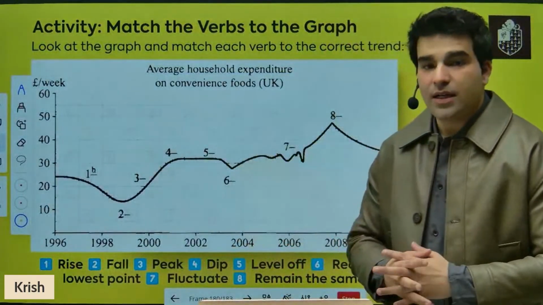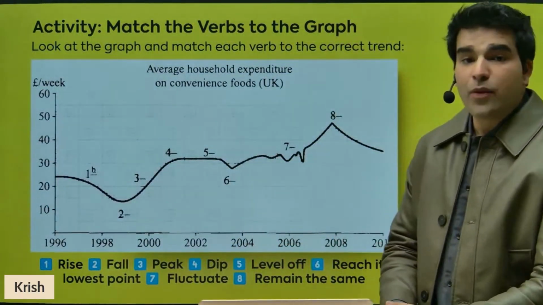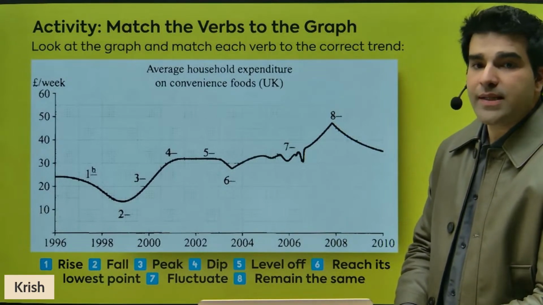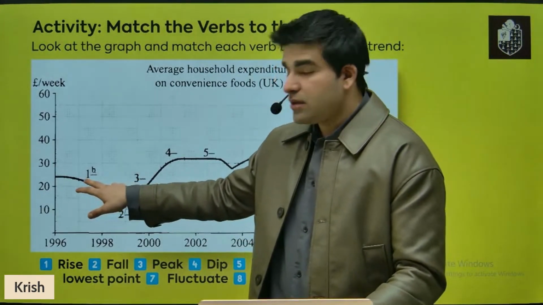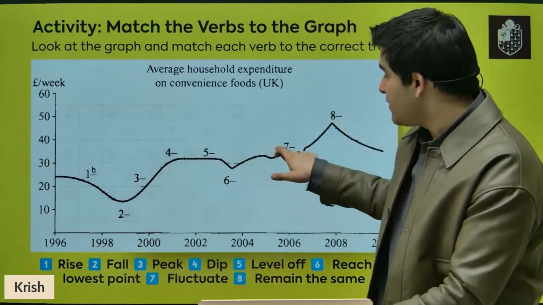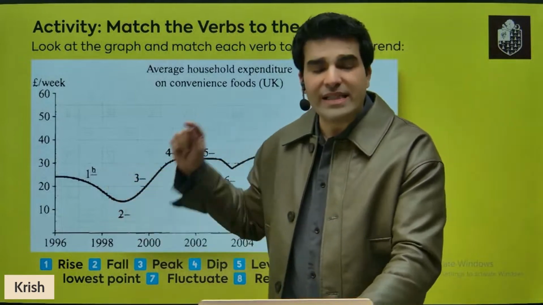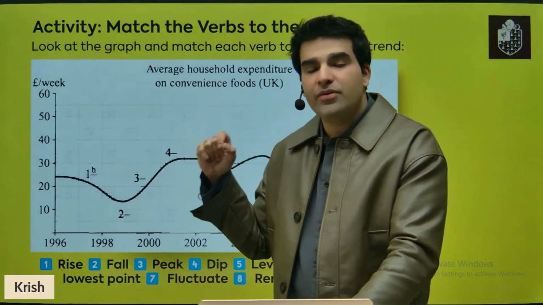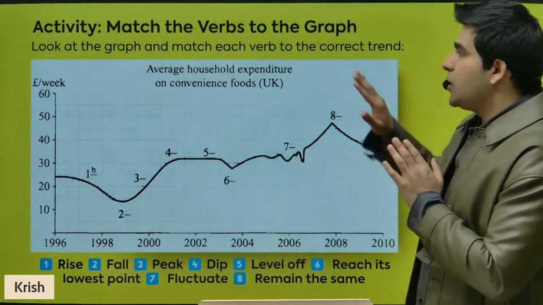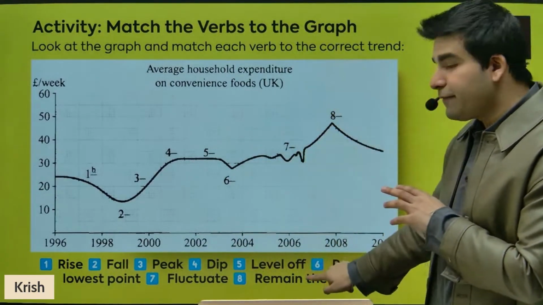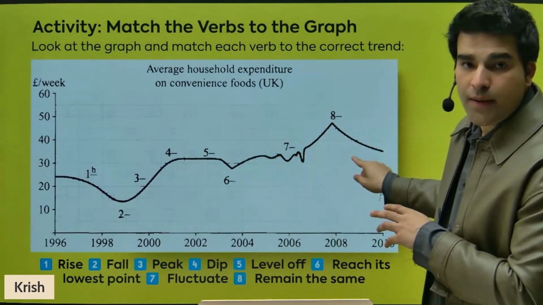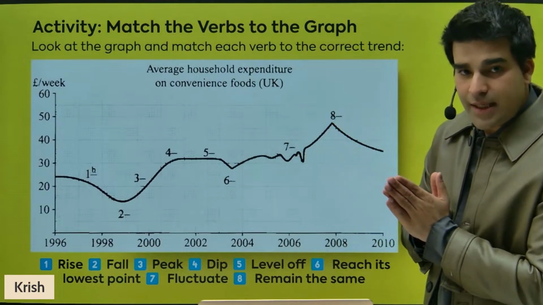So the graph is right in front of us, and the words are right beneath it. All we have to do is look at the different segments of the line graph, and we have to decide what's happening, what is the appropriate vocabulary in each case. So one by one, we're going to do this together. Look at the graph and match the verbs below to the correct trend that's going on. All right? Shall we start?